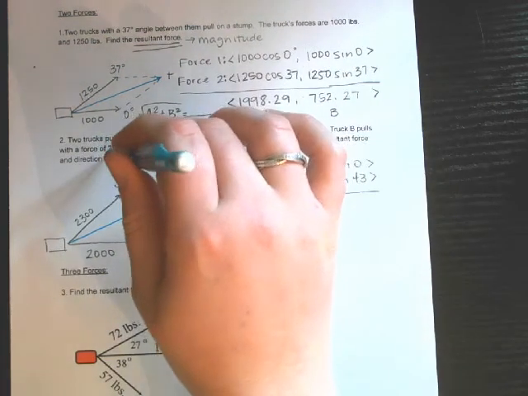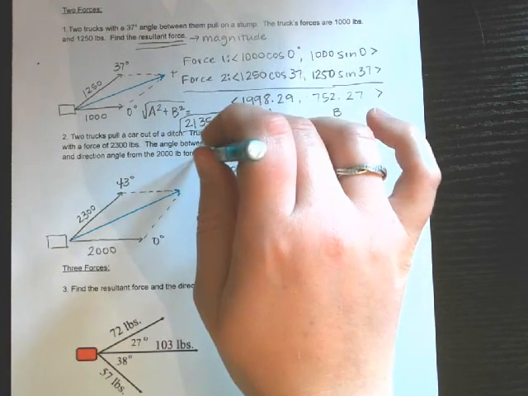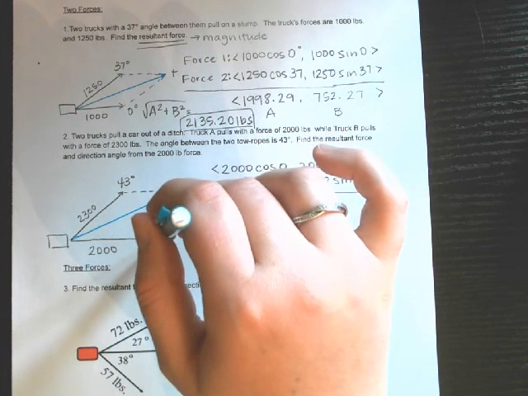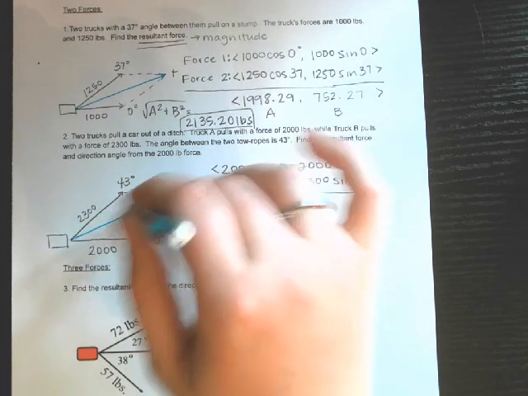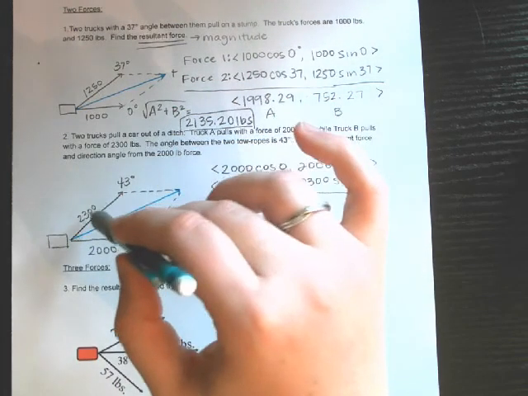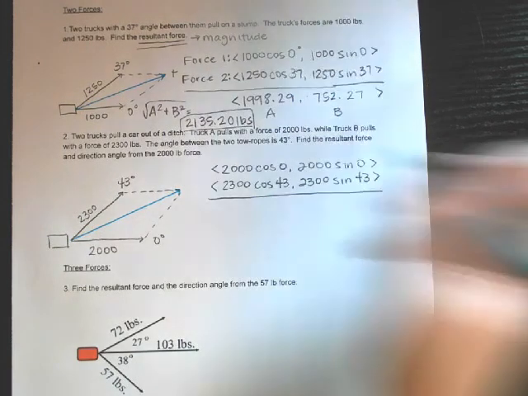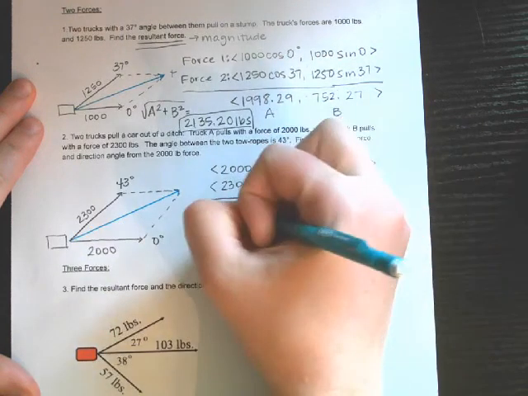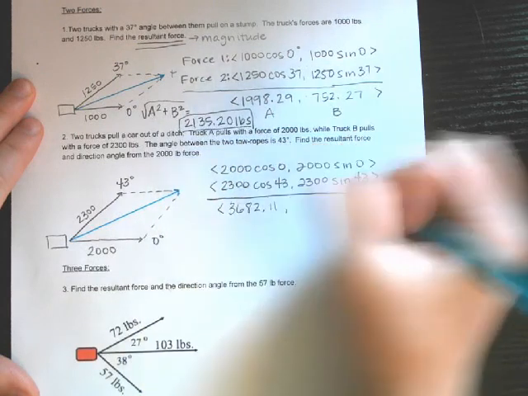Now, this question does ask for 2 things. It asks for the resultant force, which we know is the magnitude again, but then it asks for the direction angle from the 2,000 pound force. So since I want to be from the 2,000 pound force, this is the vector that I want to have as a 0 degrees. So from this one, where is this new vector, the resultant, ending up coming from? And so since there's a 43 degree angle in between them, then 2,300 is going to end up with the 43 degrees.